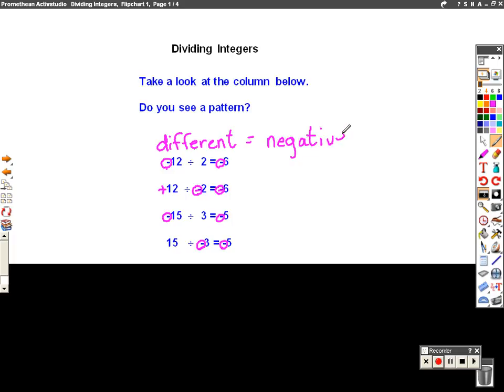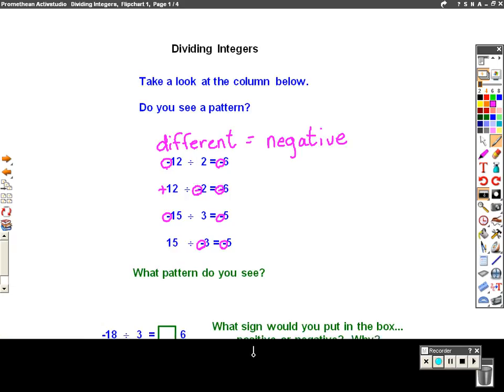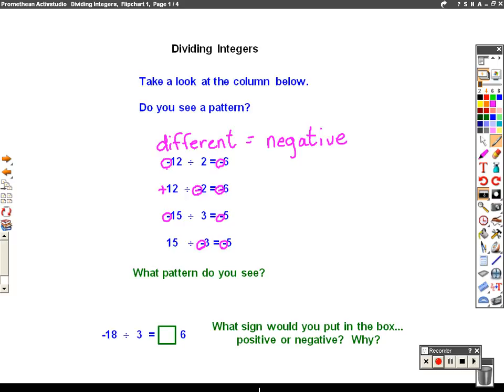Once again, if you've seen that multiplying integers piece already, then this might just be a little bit of a review for you. So, what would you put in that square? Well, you should put a negative sign. And remember, let's say it was a positive. Let's say that it was 18 divided by 3 equals 6. You don't have to write the positive in front of it. Remember that a positive number does not need to have the positive represented. However, a negative does. So negative 18 divided by 3 equals a negative 6.